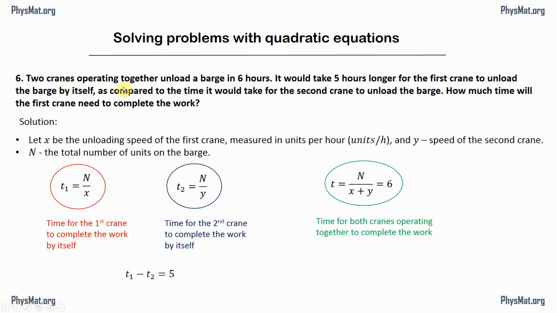We also know that when the two cranes operate together, they will unload this number of units in 6 hours, which means that the number of units is still the same: n divided by (x plus y), which is the speed of the first crane plus the speed of the second crane, since they work together, and it is equal to 6. So we get two equations. From here we get that n divided by x minus n divided by y is equal to 5. And this equation says that n divided by (x plus y) is equal to 6.